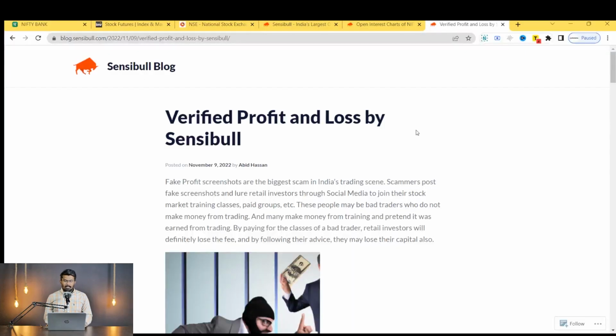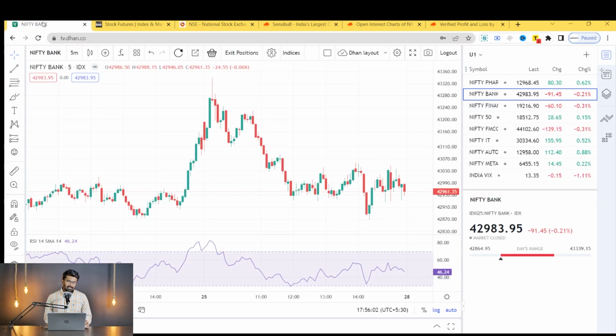Anyway, let us see what is happening in the markets. Markets were super highly, it was not volatile. I think Bank Nifty bulls were trying to sustain above 43,000 and bears were trying to close below 43,000, and in fact they have closed below 43,000, at 42,960 or 50 levels to be precise.